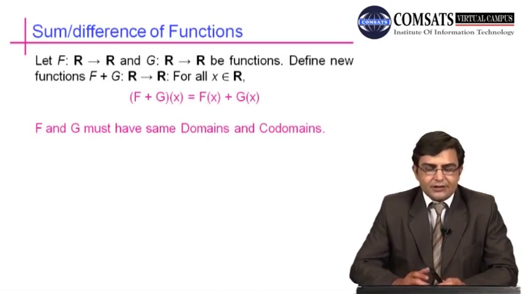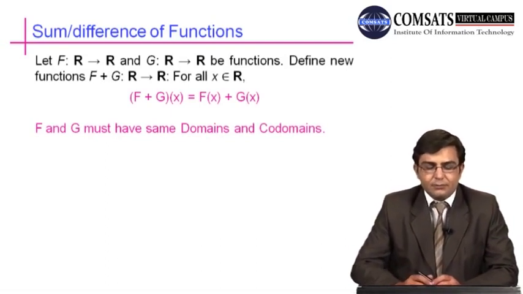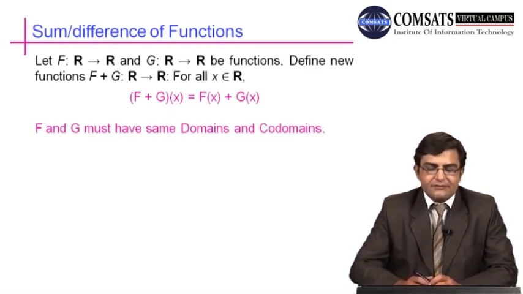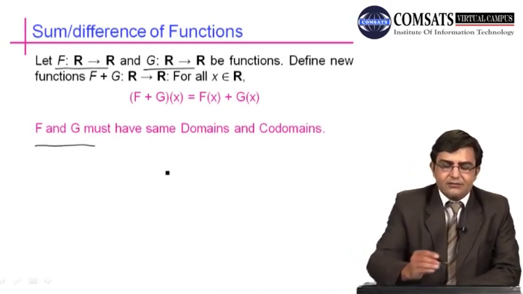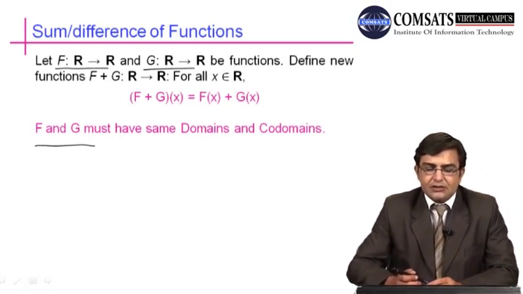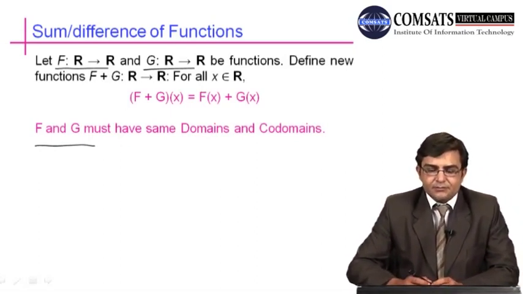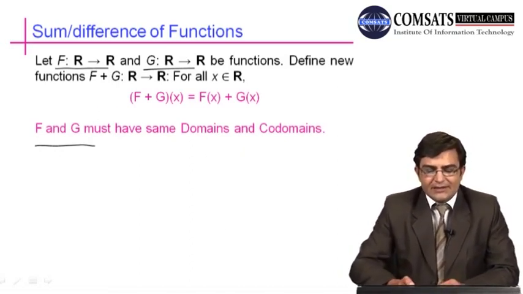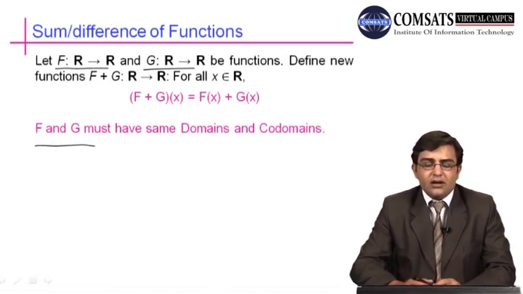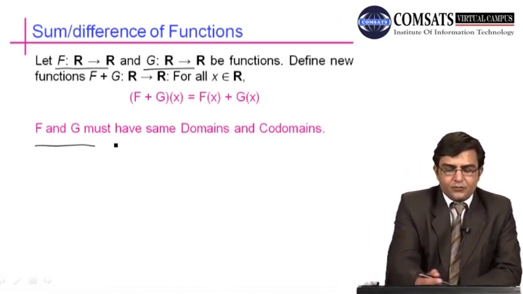For adding or subtracting two functions, the functions must be defined on the same sets. This is the first thing. If we have two functions, F from R to R and G from R to R, where R is the usual set of real numbers, then to take the sum or difference of these two functions, they must be defined on the same sets. Now we can define the sum F plus G, or the difference F minus G.